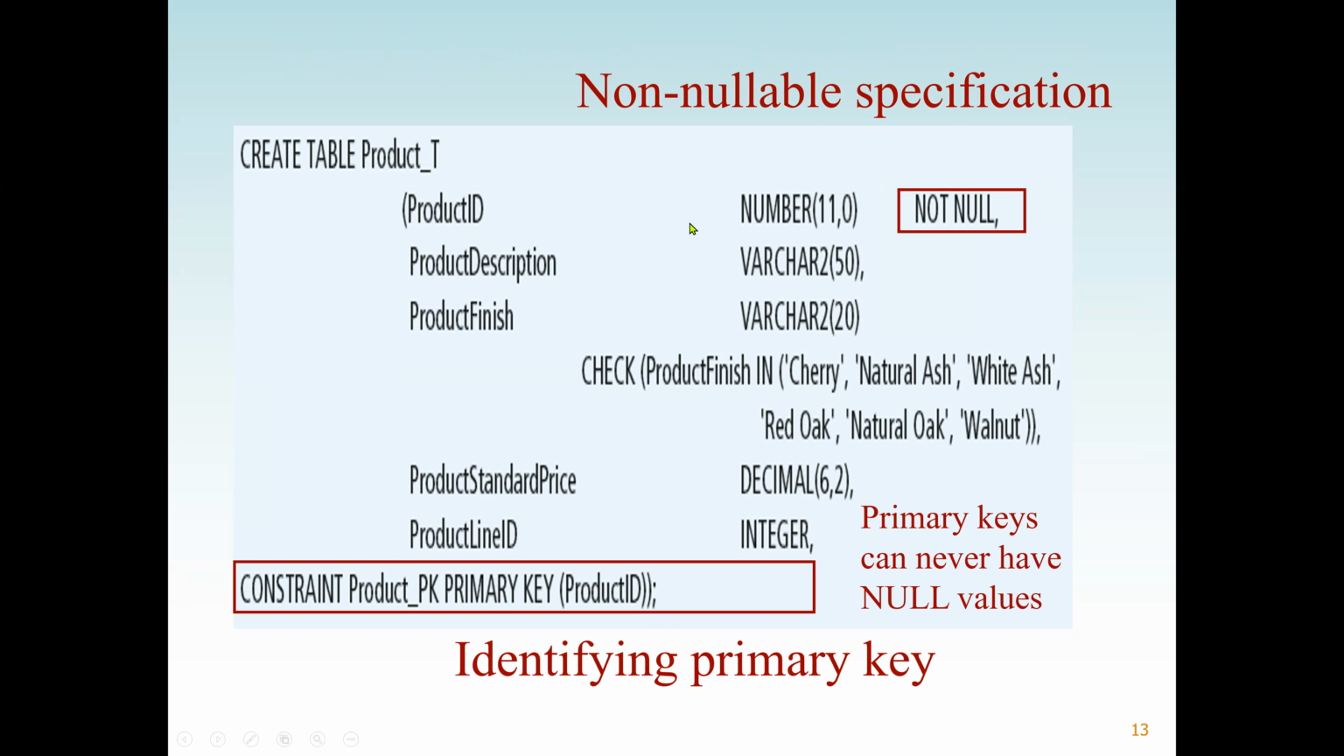Product ID is a number, but not null. Then product description, varchar 50, product finish is 20 characters. And here we are doing checks. So we are checking the product finish. The product finish in, we have cherry, natural ash, white ash, red oak, natural oak, walnut.